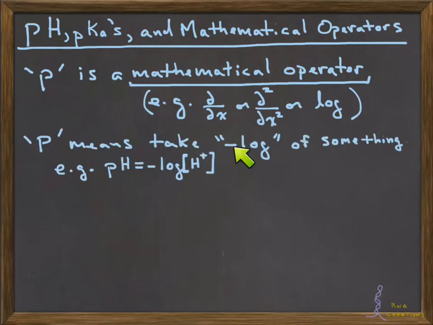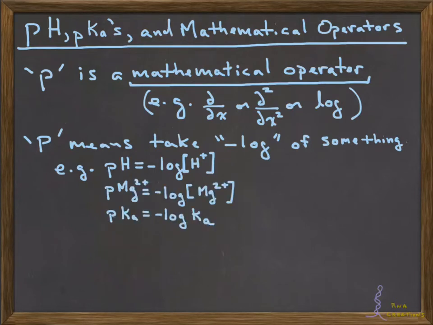P itself means to take minus the log of something. So for example, we can have pH. Here we take minus the log of the H plus concentration. Actually, more formally, we would have the activity of the H plus ion. You'll learn more about that next semester and as you go along further in chemistry, but for dilute solutions, concentration and activity are equal to one another.